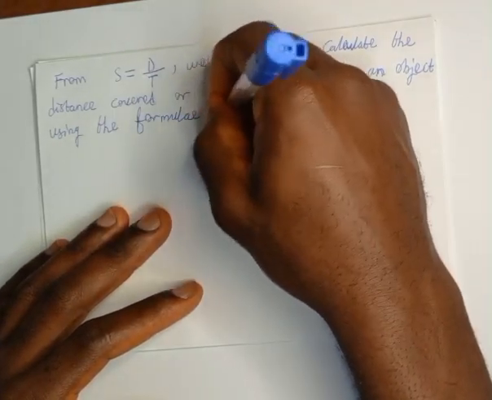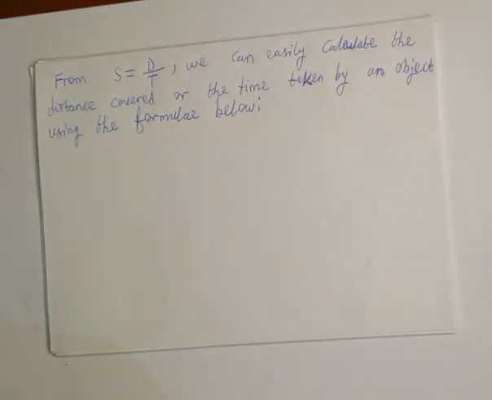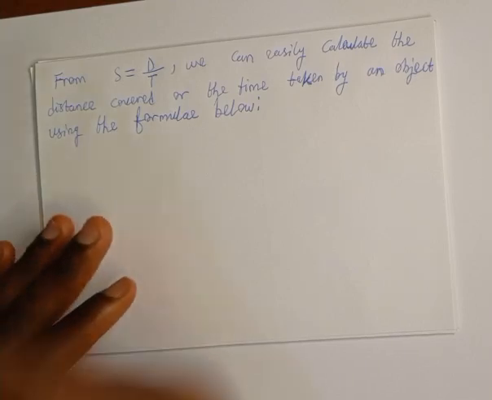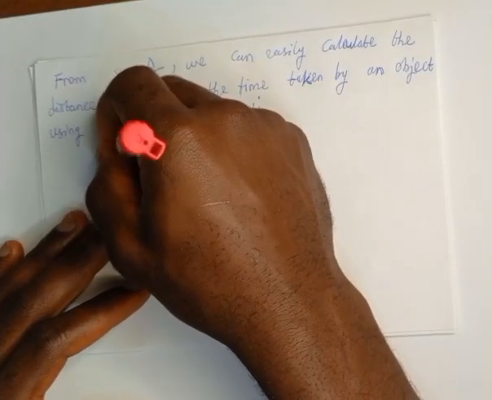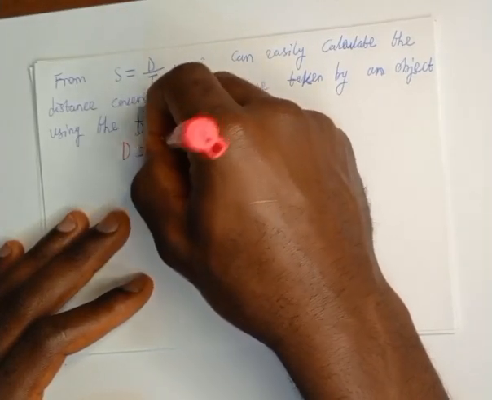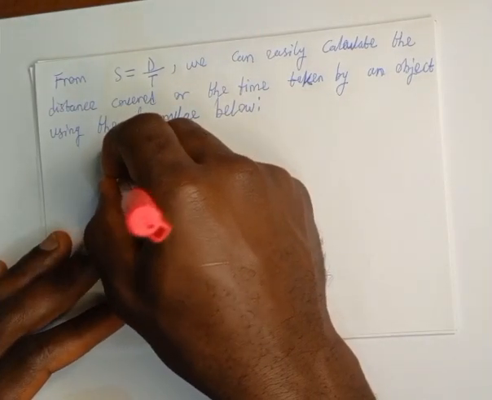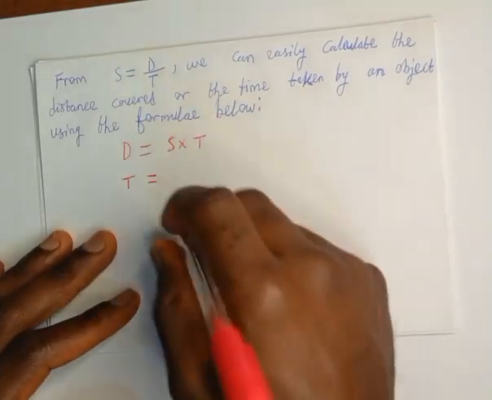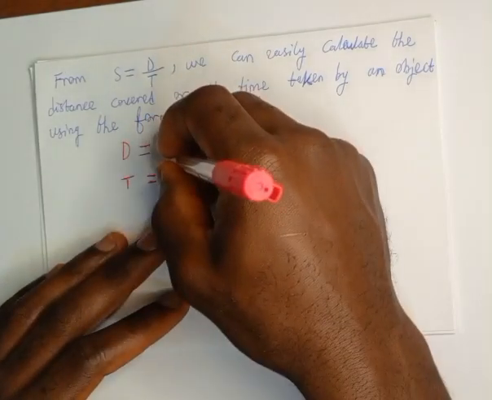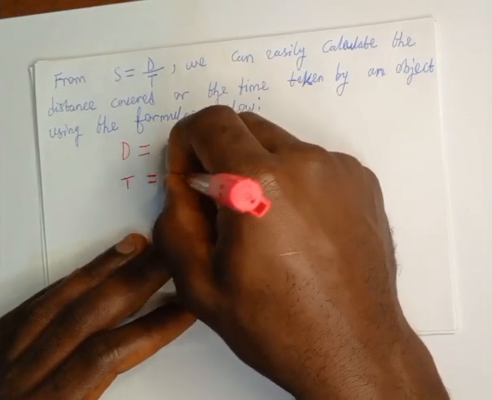That means if we know the speed and we know the time, we can calculate the distance covered. If we know the speed and the distance covered, we can calculate the time. Make use of this formula. Distance covered is equal to the speed of the object times time. The time taken, knowing the speed and the distance covered, is simply equal to the distance divided by the speed.